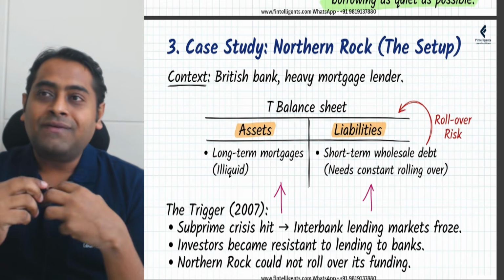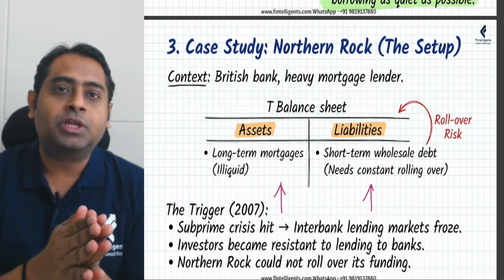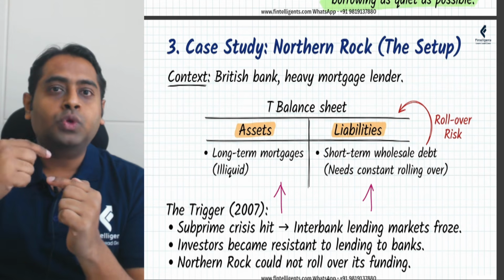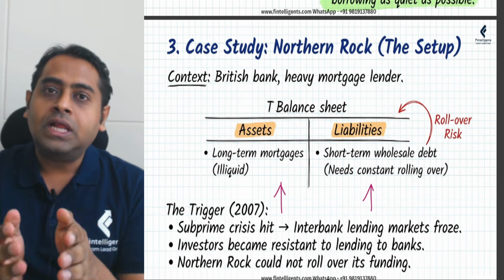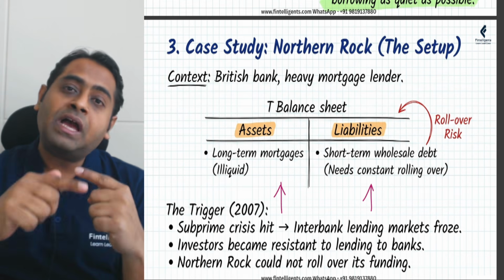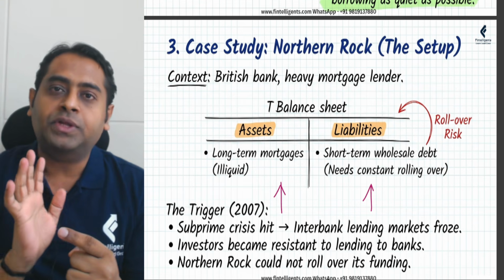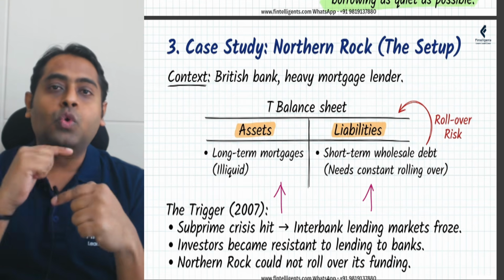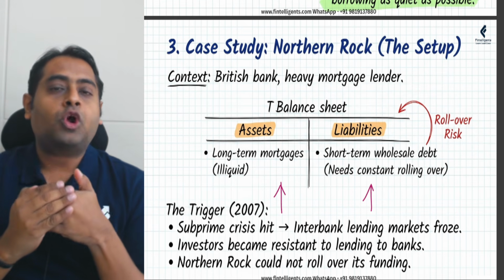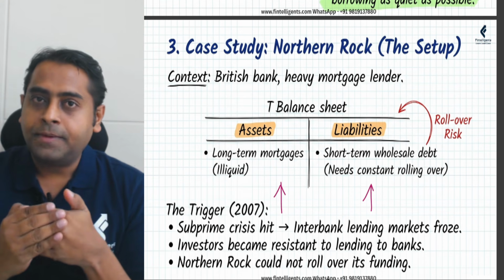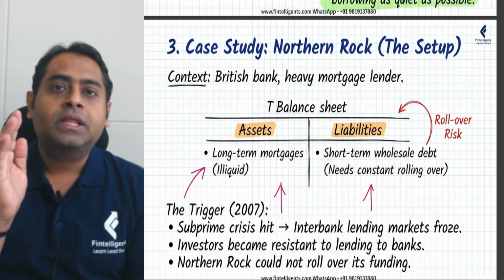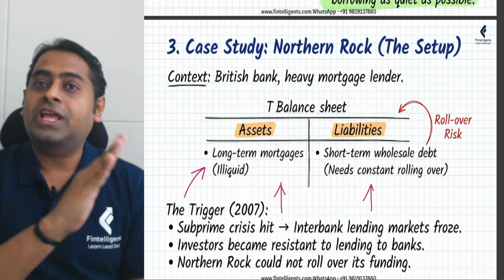Rolling over means, for example, I am issuing a 180-day commercial paper. After 180 days, either I have to issue new commercial paper to pay back, or I have to tell the existing commercial paper holders that I will give you money after 180 days and pay you the interest also. So they have to keep on rolling. These banks raised money for a short period of time, and where did they invest it? They invested into mortgages, which were kind of illiquid. They purchased a lot of MBS, mortgage-backed securities.